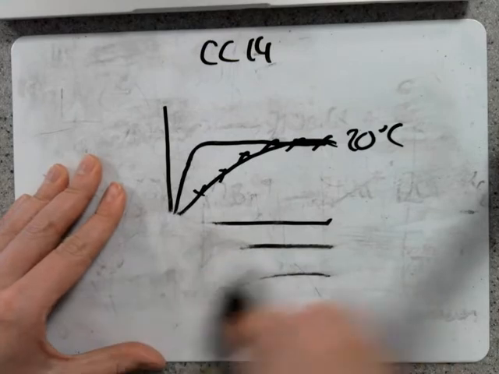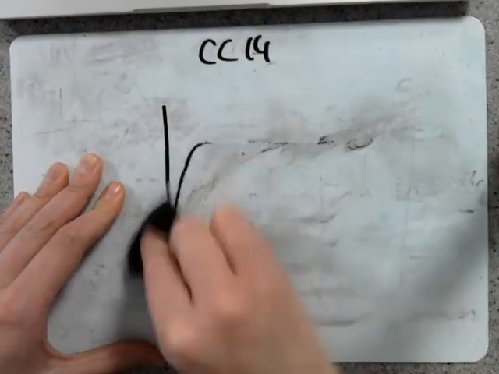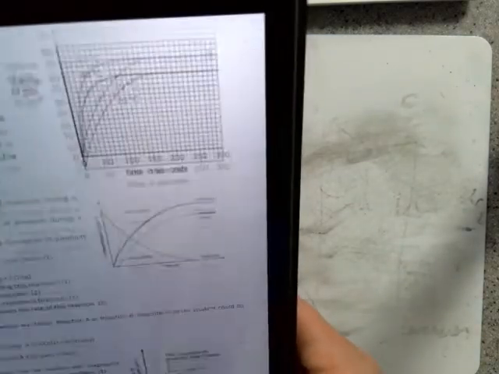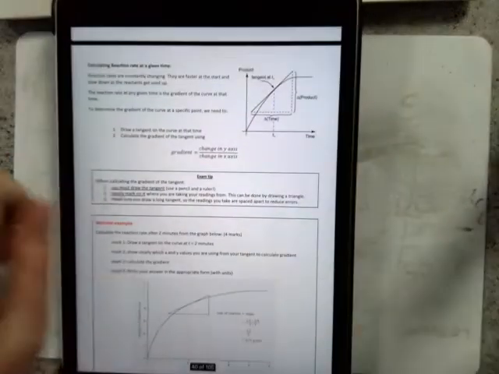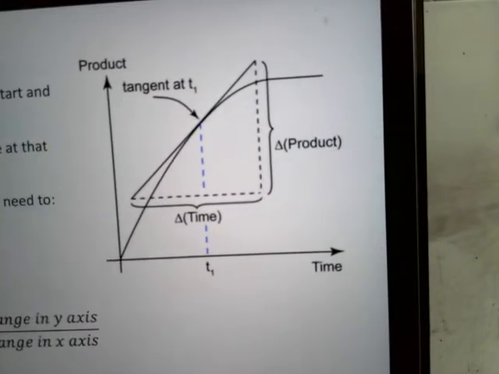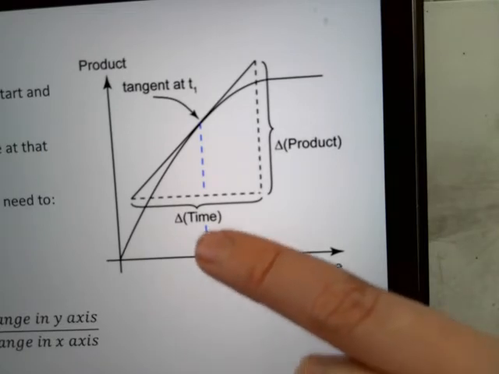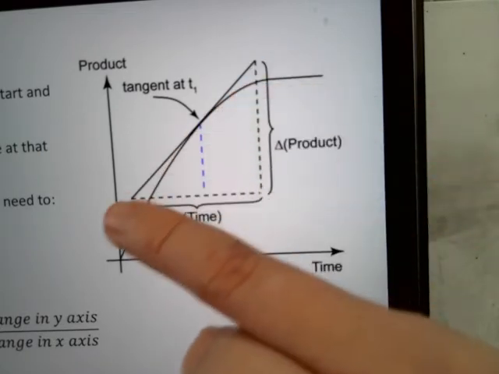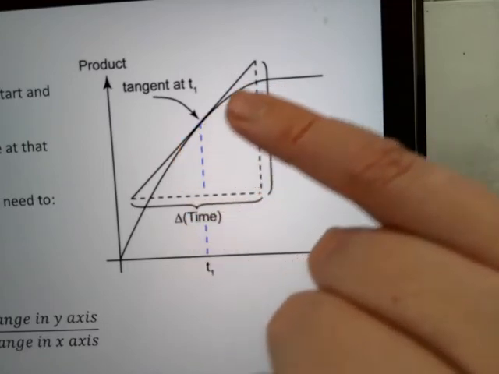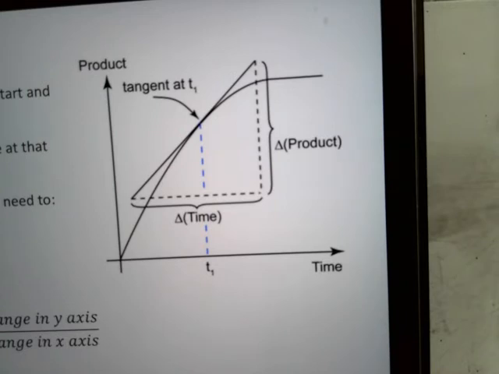The other thing to note with graphs is if they ask you to use the graph to calculate the rate of the reaction, and for that, if they ask for it at a specific point, you are going to need to draw a tangent. So there's your graph. They might ask, what is the rate of the reaction at this specific time? You draw a tangent, which is a line that cuts the graph at one point only, to the graph at that specific time, and you get the gradient of that line. So change in y over change in x to get the gradient. Once you've got the gradient, that equals the rate.